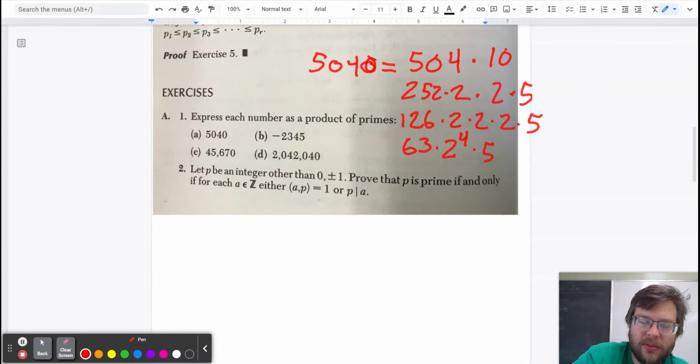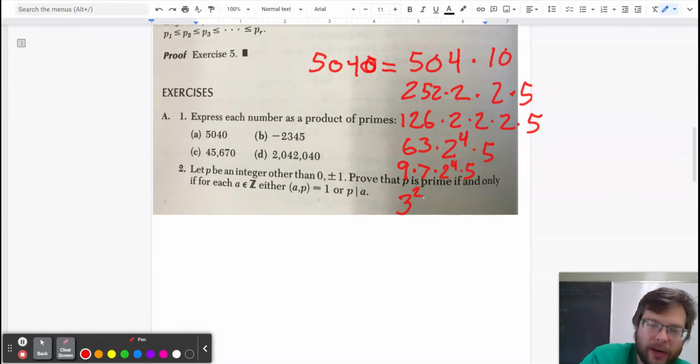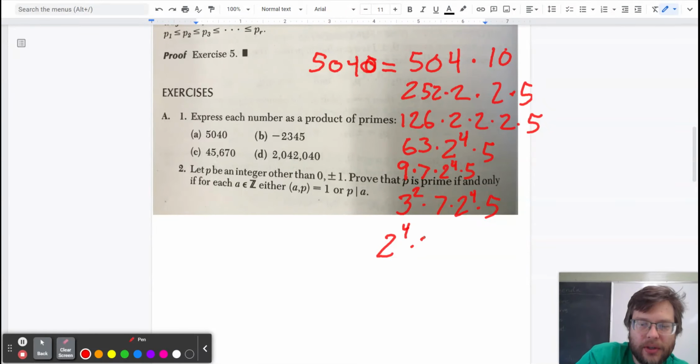Let's see, 63 adds up to 9. So 63 is 9 times 7, right? So 9 times 7 times 2 to the fourth times 5. Almost there. The number 9 is 3 squared. So 3 squared times 7 times 2 to the fourth times 5. Or I usually like to write them in ascending order of primes like this.